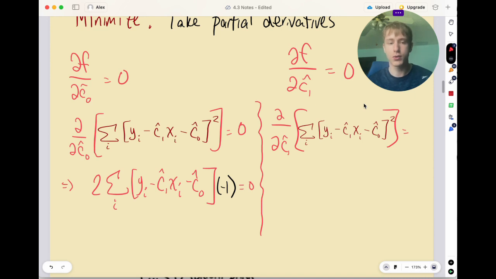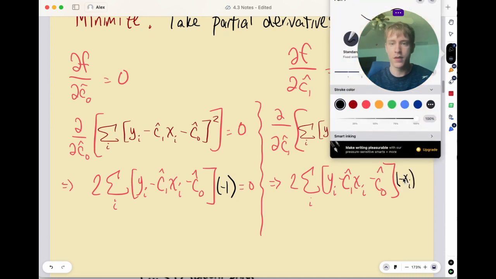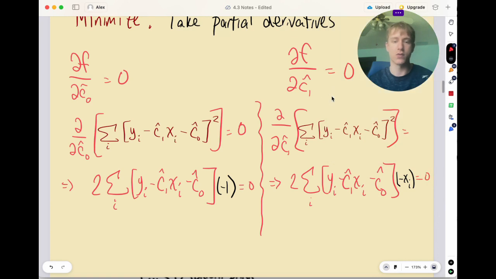And over here, to take the partial derivative, it's going to be the same kind of idea. It's going to be 2 times the sum, y sub i minus c1 hat xi minus c0 hat. But this time, when we look at the derivative of the inside, this still goes to 0, this still goes to 0, but now what's in front of the c1 hat? Well, it's a linear term because it's just c1 hat to the first power, and we have a negative x sub i that we need to bring out. Okay, so this is a negative x sub i term, and then all that's going to equal 0.